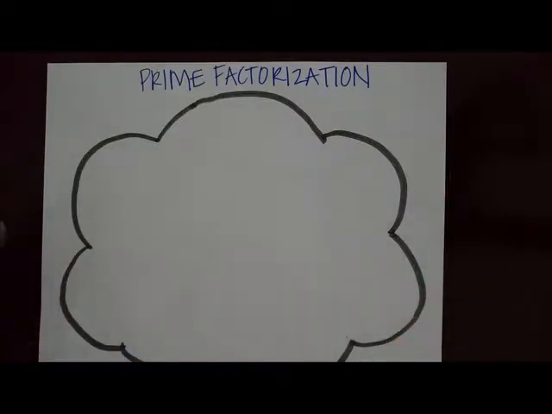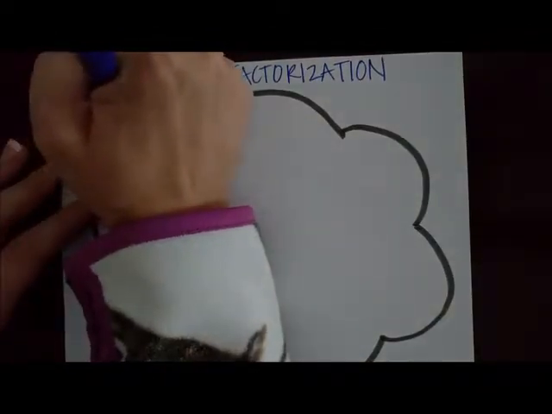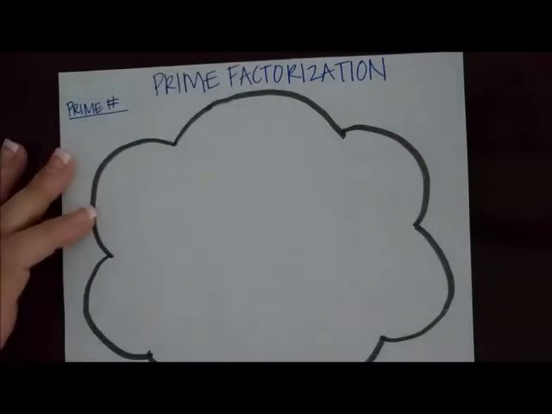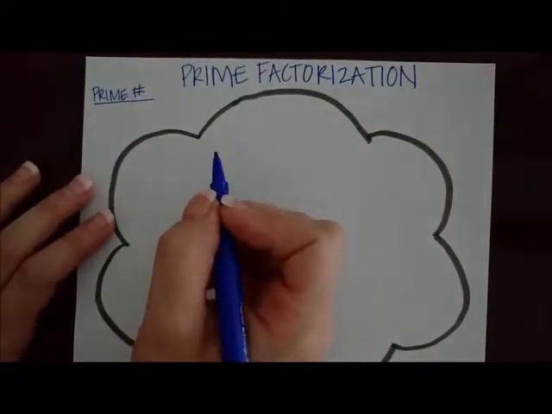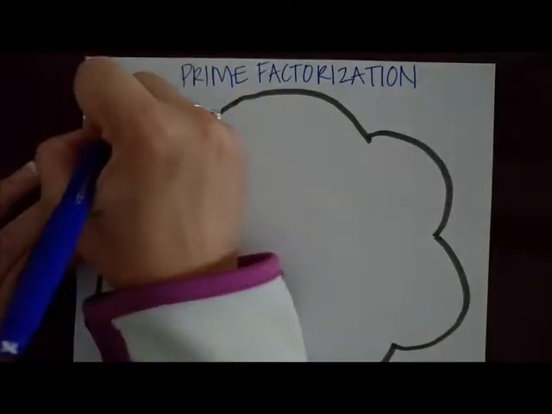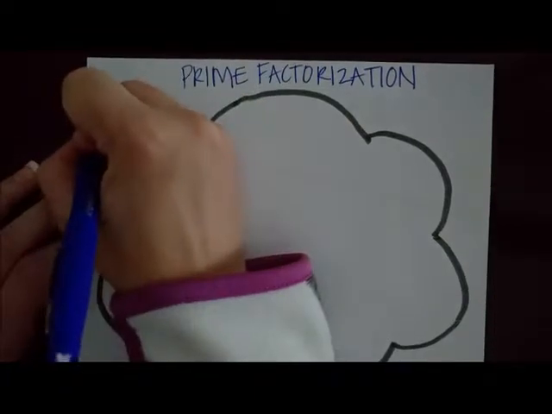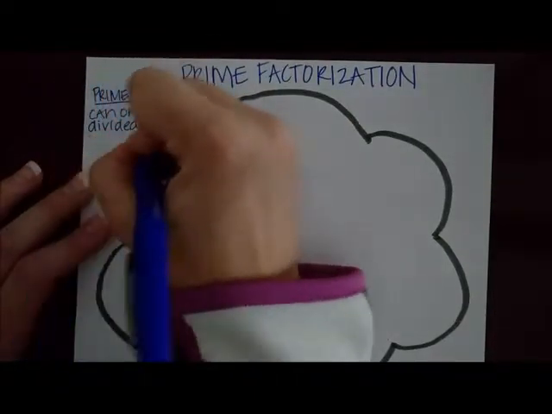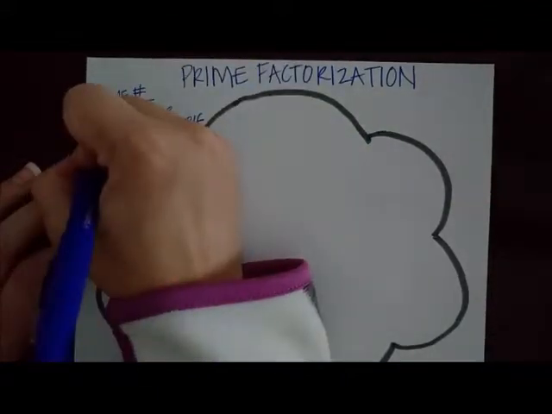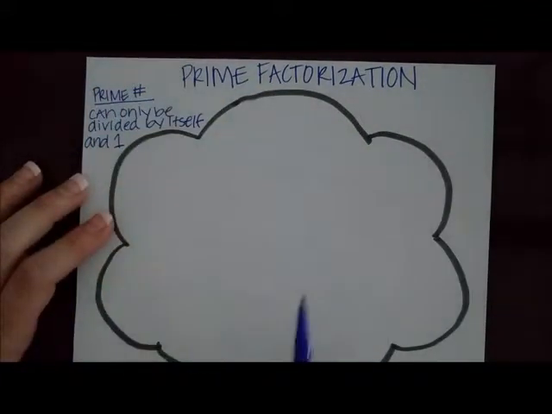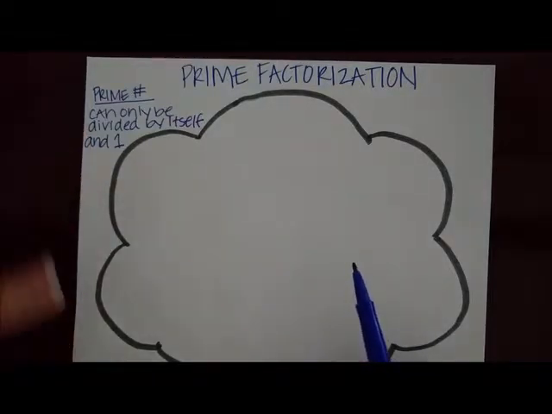So let's define prime. What is a prime number? Well, a prime number can only be divided by itself and 1. Okay, a prime number can only be divided by itself and 1.